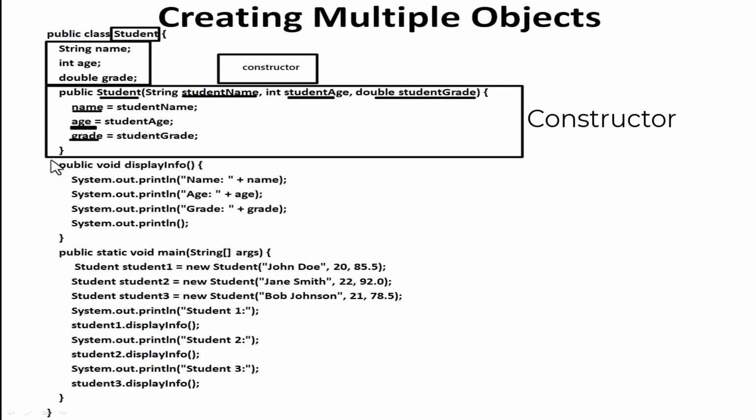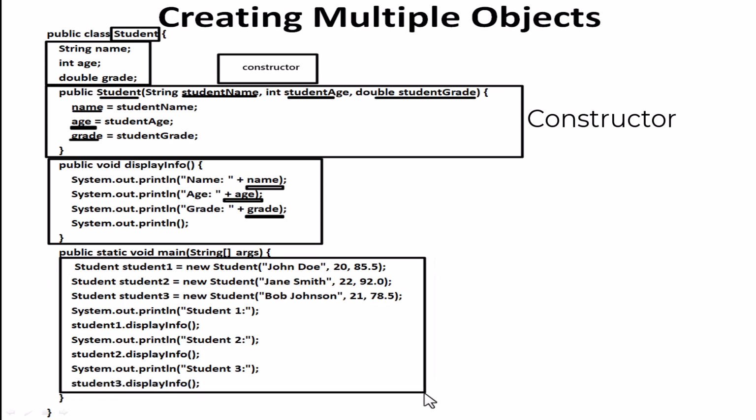Now here we have a method called void displayInformation. It is going to print the name, age and grade. These are the things which will be printed by displayInformation. Now the main method is the entry point of the program.